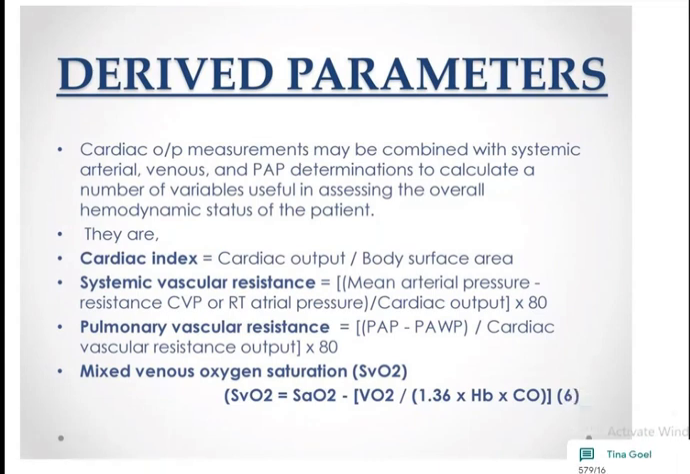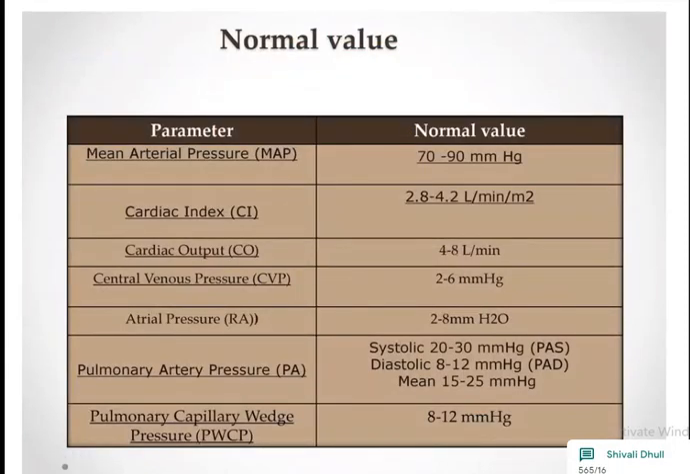There are other methods also like LIDCO, PICCO. There you use an invasive arterial cannula. We are using those techniques nowadays for calculating cardiac output. Then you can calculate systemic vascular resistance, pulmonary vascular resistance. These are the formulas you can see. Then mixed venous oxygen saturation, as I have already told you, you can directly measure. So these are the derived parameters, and these are the normal values of mean arterial pressure, cardiac output, cardiac index. You should all know these values.